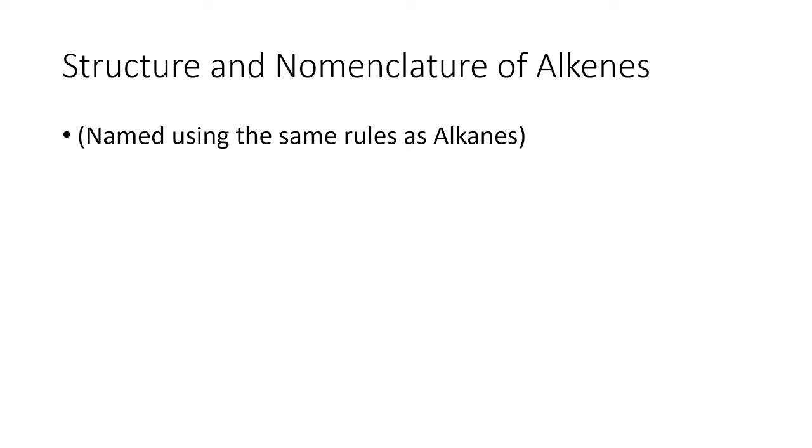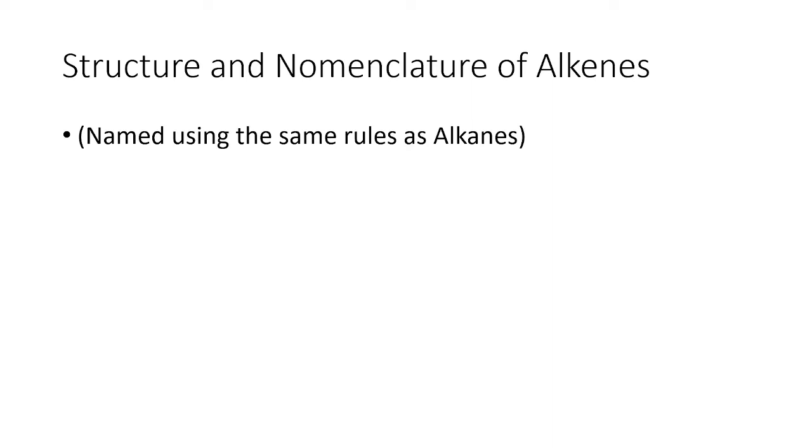First things first, the nomenclature of alkenes follows the same rules as alkanes, wherein we take note of the parent chain, which is the longest chain with the highest number of branching. After that, we find the position of our substituents, or what we call side chains, and then we give the lowest possible numbers or positions to those side chains.